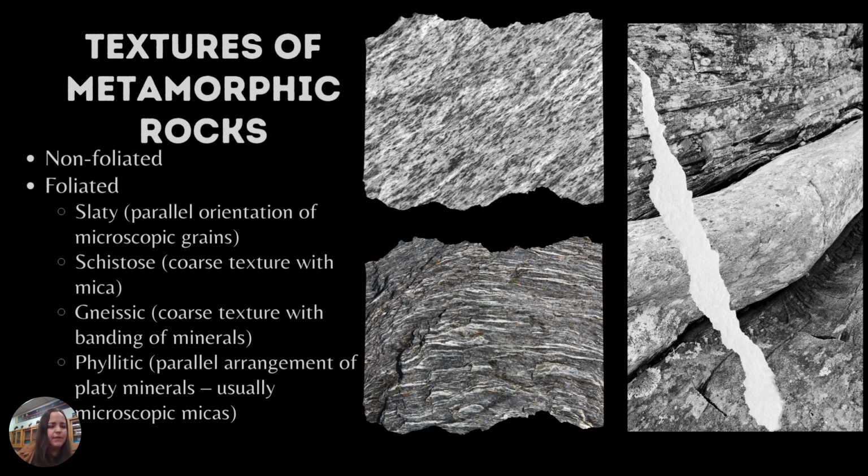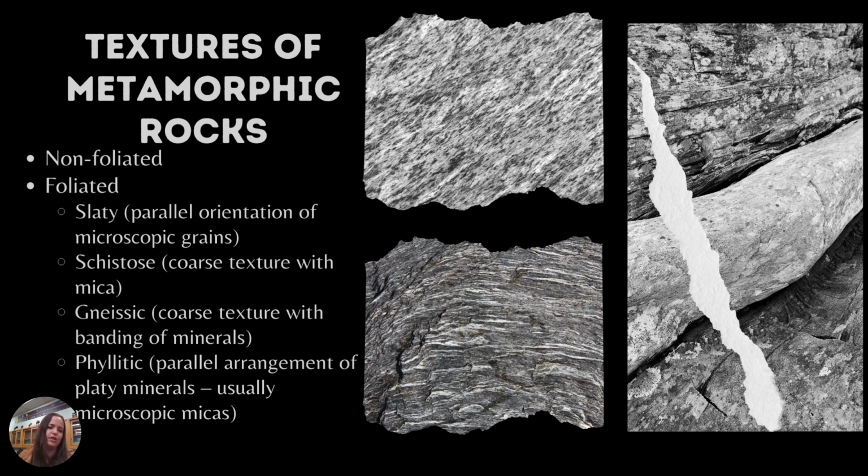Within each of the foliated metamorphic rocks, we have very specific texture terms we like to use. For example, slate exhibits a slaty texture, schist shows a schistose texture, gneiss shows a gneissic texture, and phyllite shows a phyllitic texture, which just tells you what you're looking at. So like in a phyllite, you're looking at parallel arrangement of very, very small mica minerals.